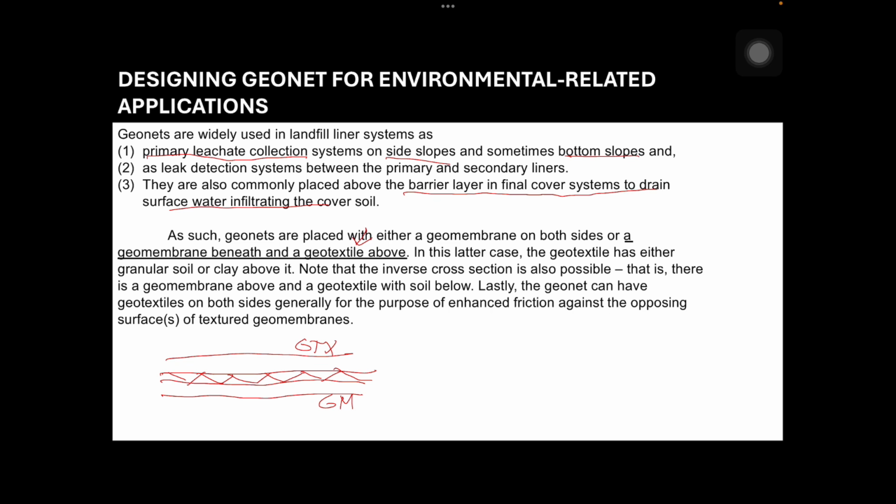So, in this latter case, the geotextile has either granular soil or clay soil above. Dito daw. Pwedeng clay. Note that the inverse cross-section is also possible. That is, there is a geomembrane above and a geotextile with soil below. Lastly, the geonet can have geotextiles on both sides, generally for the purpose of enhanced friction against the opposing surfaces of textured membranes.